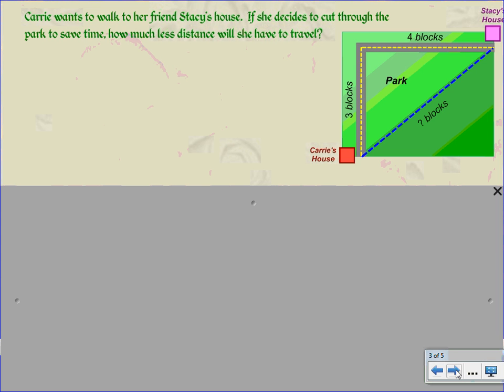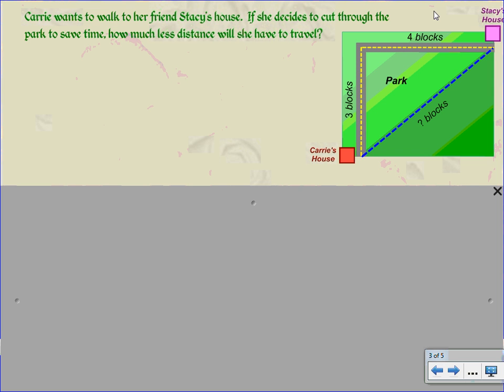First problem I want to take a look at. Carrie wants to walk to her friend Stacy's house. If she decides to cut through the park to save time, how much less distance will she have to travel? So we've got Carrie's house, and we've got Stacy's house. Those are the houses shown here. Here's Carrie's house. Here's Stacy's house.